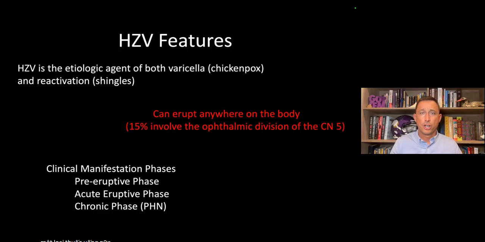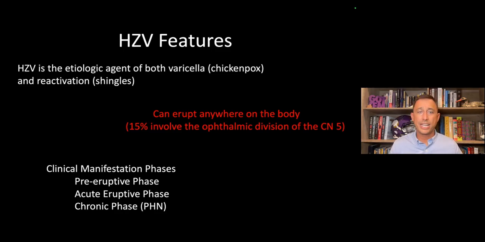Keep in mind with herpes zoster that this really comes etiologically from varicella, which is the chickenpox, or reactivation as shingles. It can erupt anywhere on the body, but of course, for us as optometrists, we're going to see this when it affects the ophthalmic division of cranial nerve 5. Our goal is that we catch this at that acute eruptive phase.